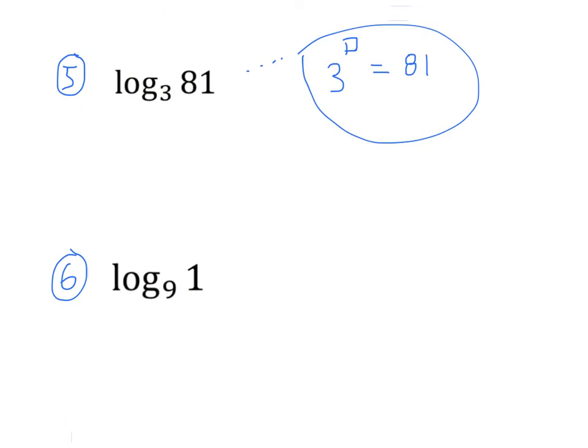All right, hopefully you were successful. Log base 3 of 81 is 4. Why is that? Because 4 is the exponent to which I need to raise 3 in order to get 81. What about log base 9 of 1? The answer is 0, because 0 is the exponent to which I need to raise 9 in order to get 1. Or in other words, 9 to the 0 is equal to 1. 0 is the exponent to which I need to raise my 9, that's the base, to get 1.